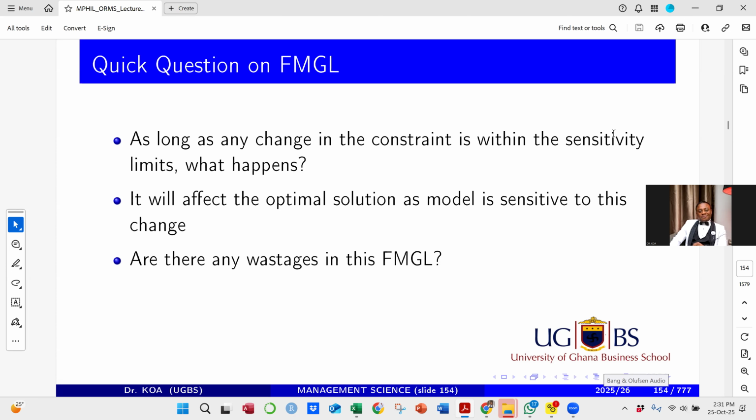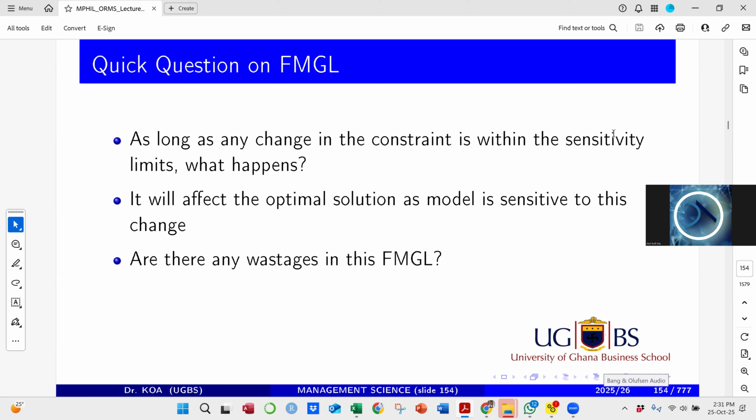Okay. Next one. Are there any wastages in this Farmer Ghana Limited? So we've looked at this whole data for the past three meetings. Are there any wastages at all? You can tell us. Kofi? I don't think there are any wastages if they are sticking to the optimal function.